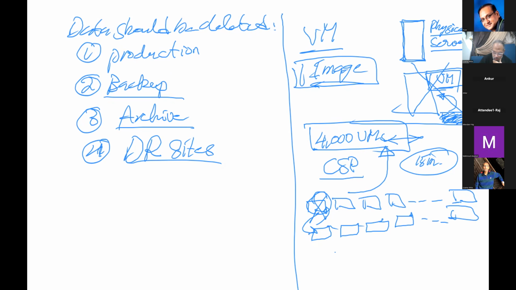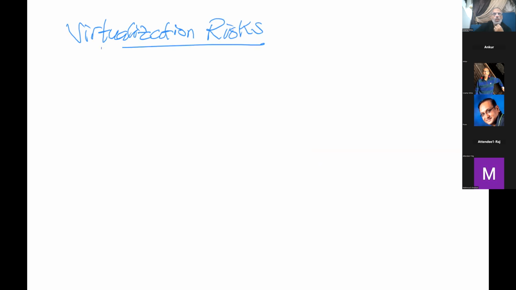Okay, we have other risks, which are related to virtualization. Sir, I have a question here. On the virtual image, as we saw a couple of minutes ago, you said there are risks of having the virtual image. Now, how do we protect from that risk? Can we encrypt? I mean, how do we protect the virtual images? Okay, that's a good question.